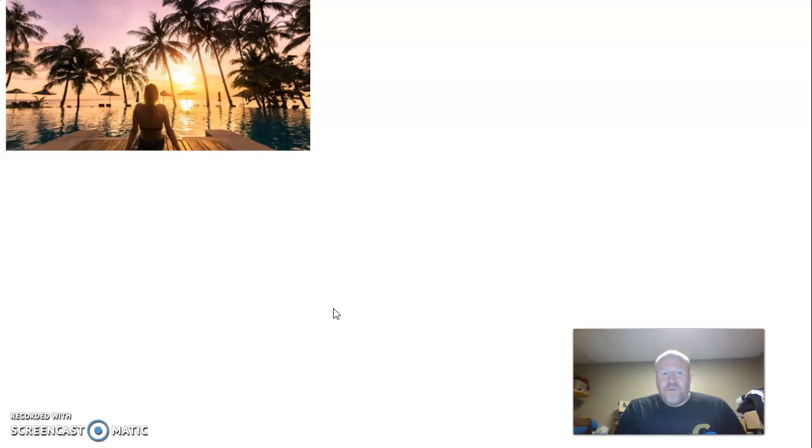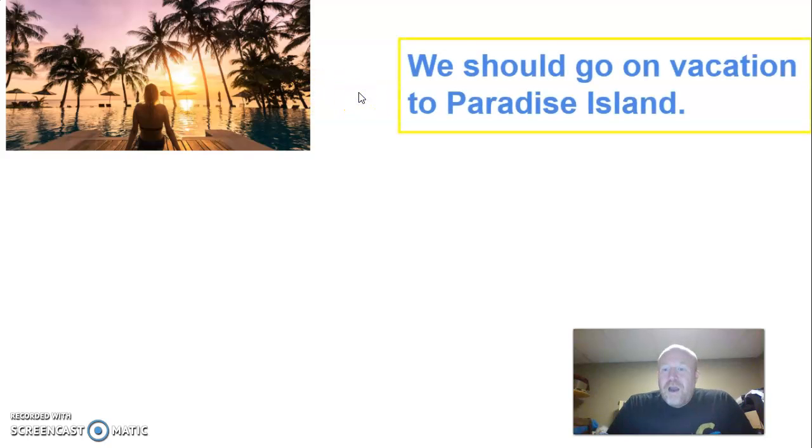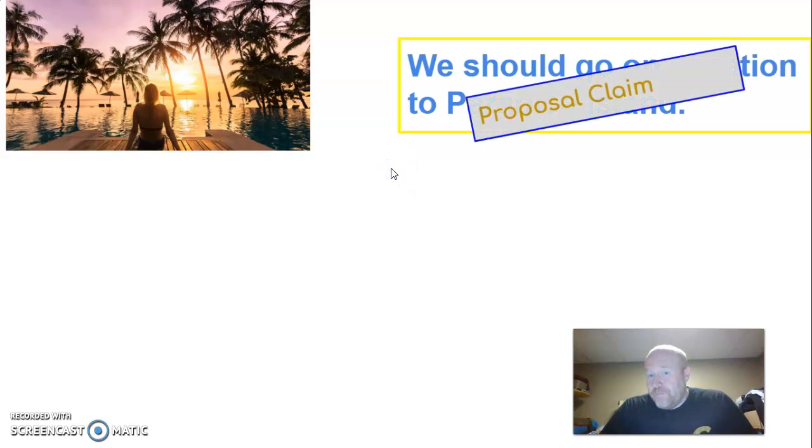All right, so think of it this way. I want to go on vacation. And that looks really nice right now. We got some social distancing going on. Can I find that island? Anyway. All right. So pretend that Mrs. Ward comes to me and says, we should go on vacation to Paradise Island. Just making up a name here. That really is your proposal claim. We should do this.